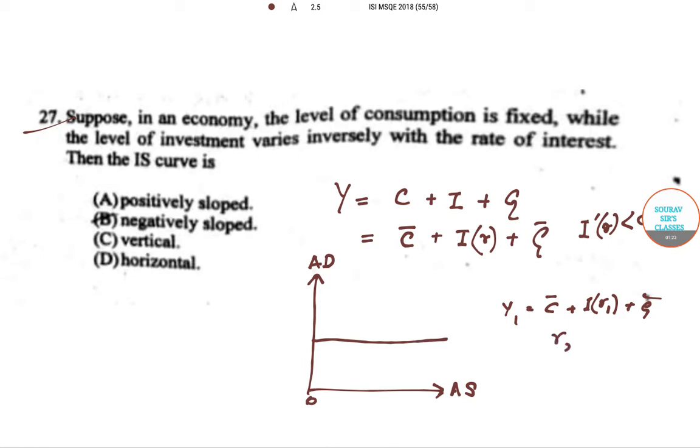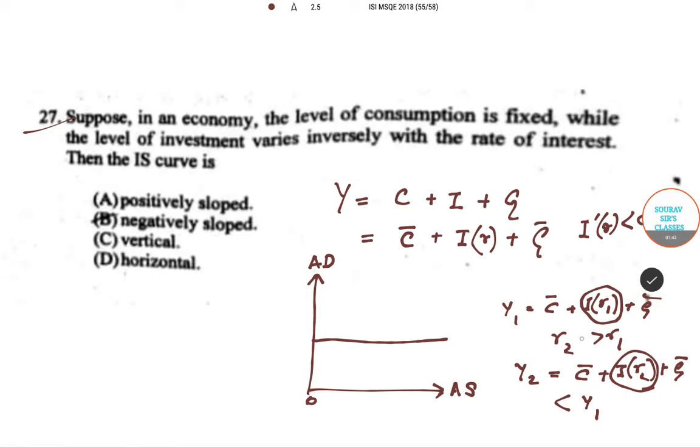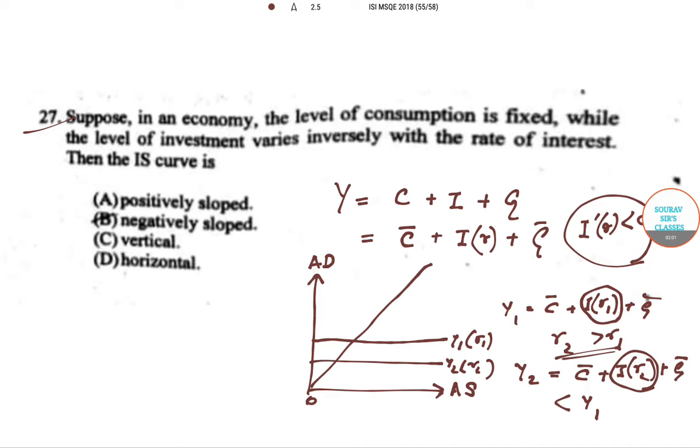Now say R2 is more than R1. So Y2, which is equal to C bar plus I of R2 plus G bar, has to be less than Y1. Why? Because I of R2 is less than I of R1, because R2 is more than R1, and because I dash R is less than 0, we can say that Y2 is less than Y1. So this is say Y1 and this is Y2. This is for R1, this is for R2. This is my aggregate supply curve.